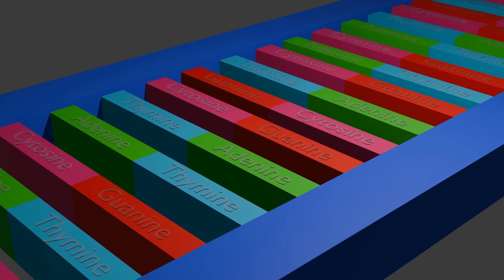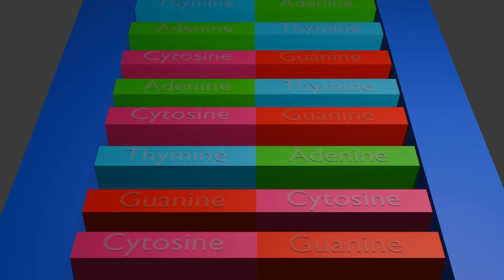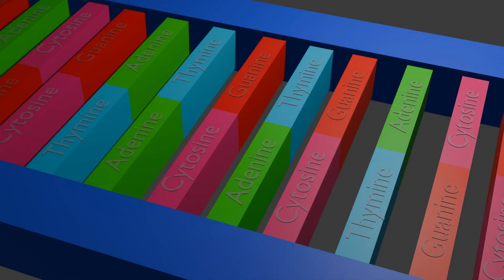Although a relatively simple molecule, DNA is responsible for every protein produced throughout your body. It is therefore important for the replication of DNA and production of RNA to be as efficient as possible. But first, what is DNA?